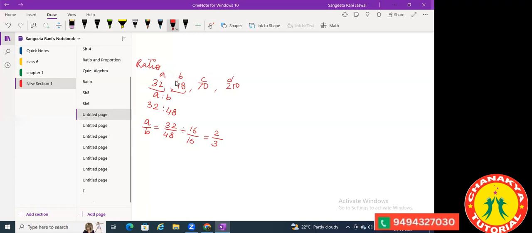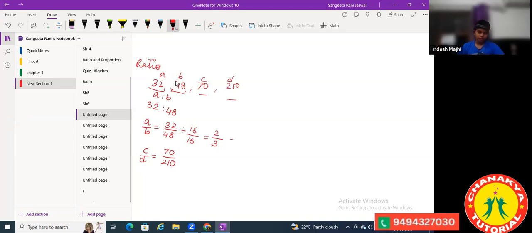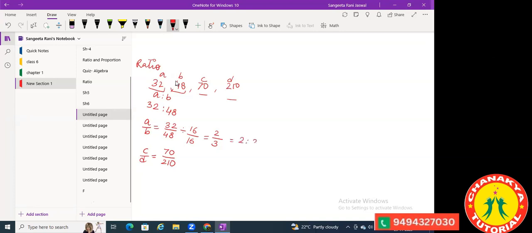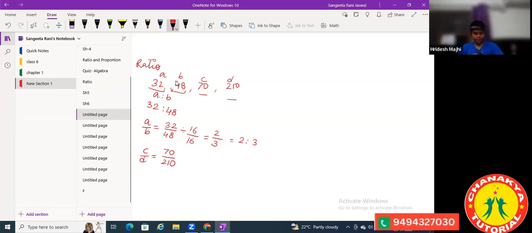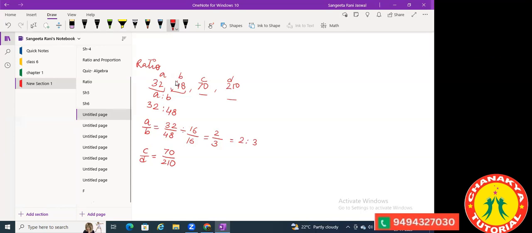Now I will take the C and D part, another ratio, C by D. I take C as 70 and D as 210. Hridesh, you understood this much? A by B? And 2 by 3 can be written as 2:3. Okay, so this was about ratios. You understood ratio? Yes, ma'am. You understood now ratios? Yes, ma'am.